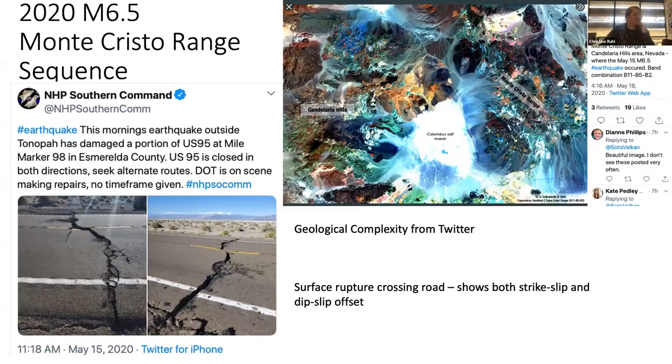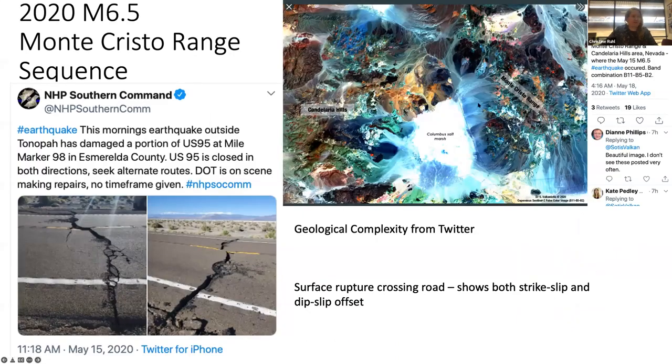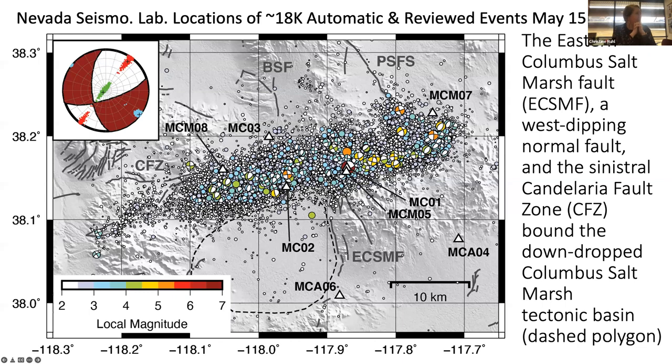So this was a 6.5. It happened in a pretty rural area down here, but it did cross a highway and broke that highway a little bit. So you can see some pictures here. There was some surface damage and some surface rupture from this, but the surface rupture was really small and it was really complicated. So these are the relocations for the earthquakes from just the NSL raw catalog.